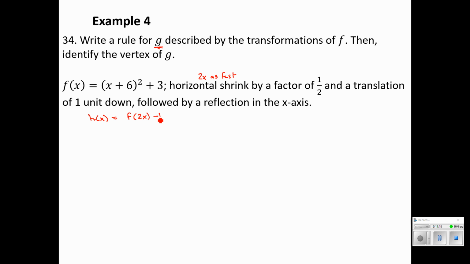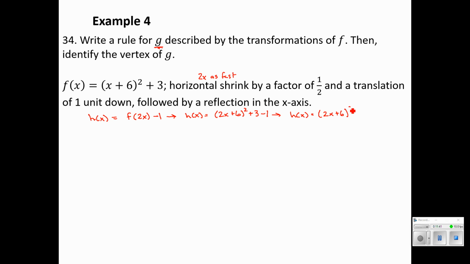Okay, well, that tells me that h of x, this stepping stone function, f of 2x would be (2x plus 6) squared plus 3. And then remember, we subtracted 1 from it at the end. And h of x is then equal to, we'll leave it as, (2x plus 6) squared plus 2.